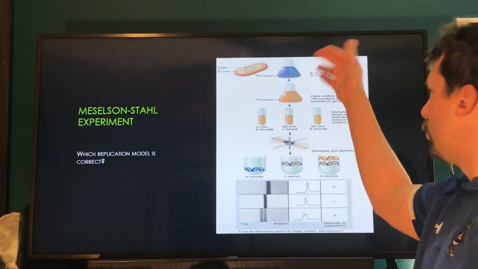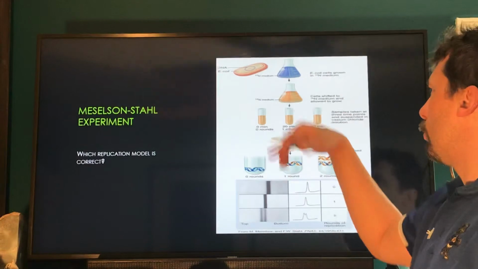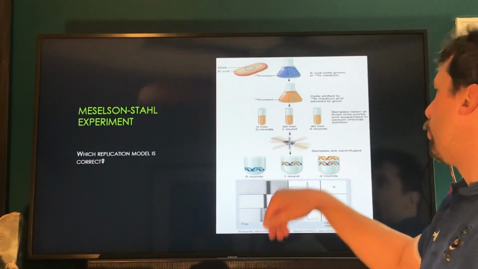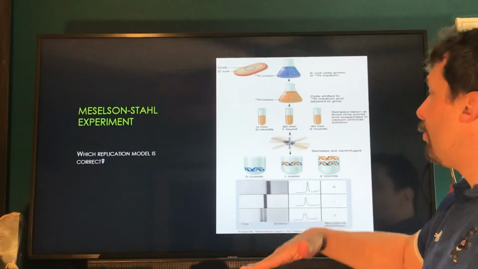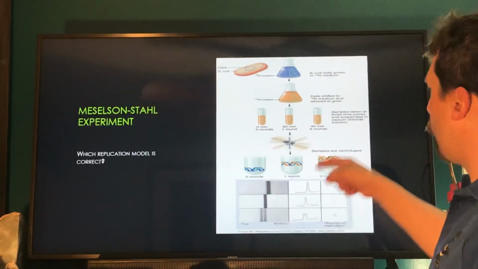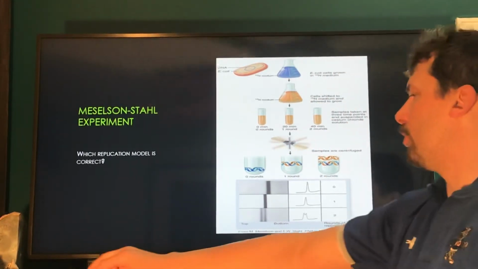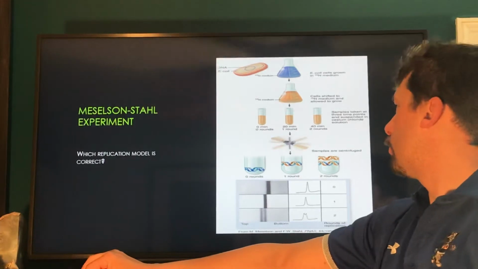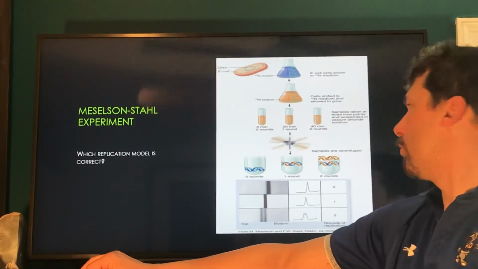Again, heavy nitrogen, light nitrogen. As it starts to incorporate the light nitrogen isotopes, the mass of the DNA is going to get less. So as you spin it, you're going to have less mass, so you're going to have less travel, and you're going to end up getting these different samples here. So we know that it's a semi-conservative model of replication based on this very simple experiment.